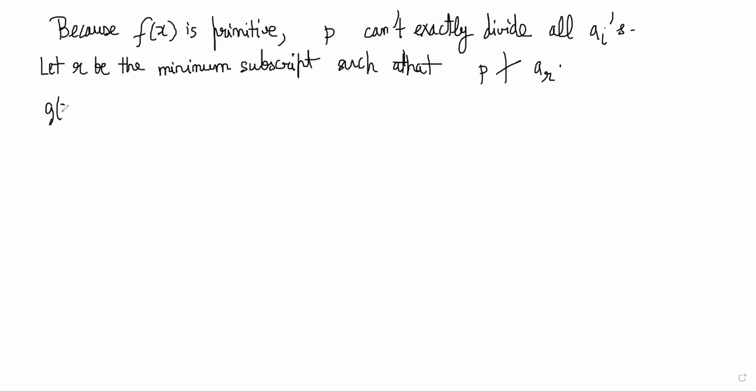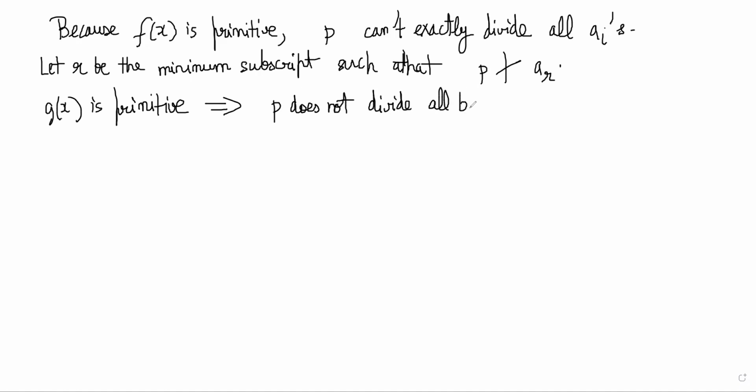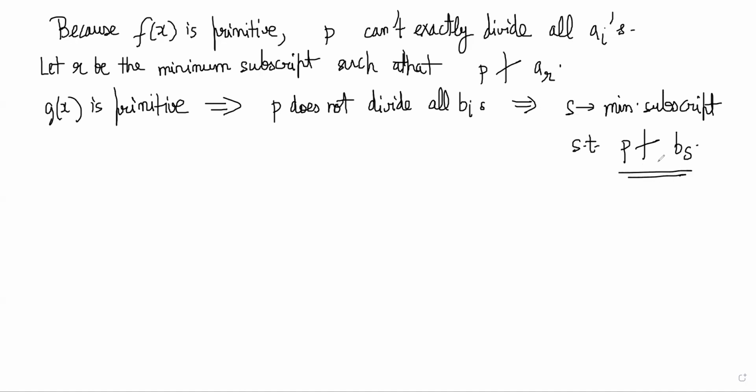Similarly, we know that g of x is primitive. So we follow the exact same argument. p does not divide all b i's. So this implies that there must be s, which is the minimum subscript, such that p does not divide b s, right? The smallest subscript such that p does not divide b s and p does not divide a r, right?